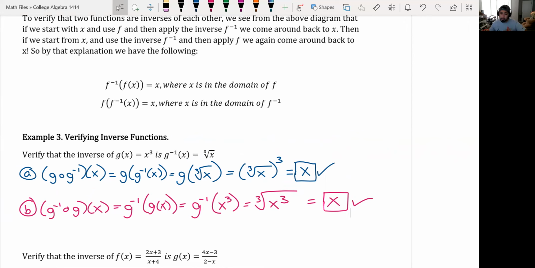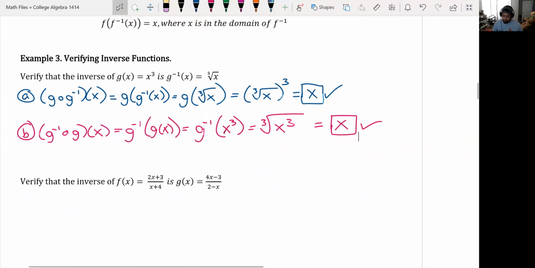Now, do you have to prove it going both ways? Probably not. You can probably only prove it by showing one step, but double verification lets you know that these are inverses of each other. Okay, which means we'll try that on the next one.